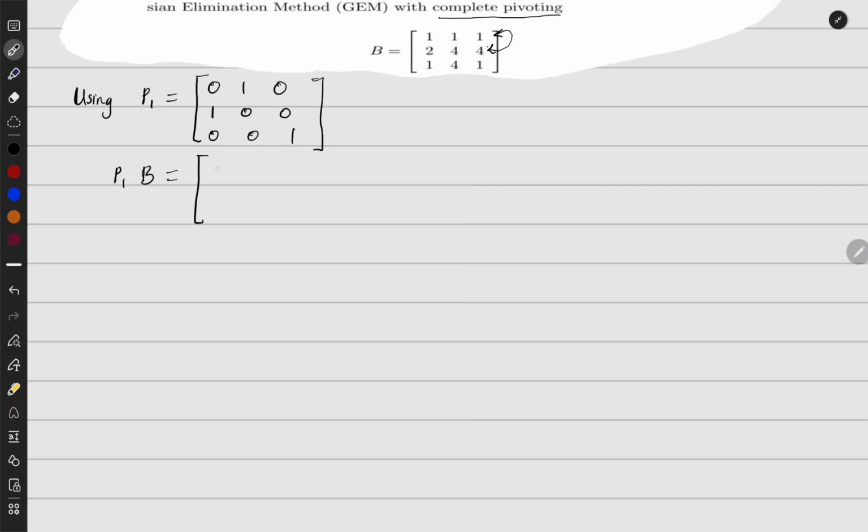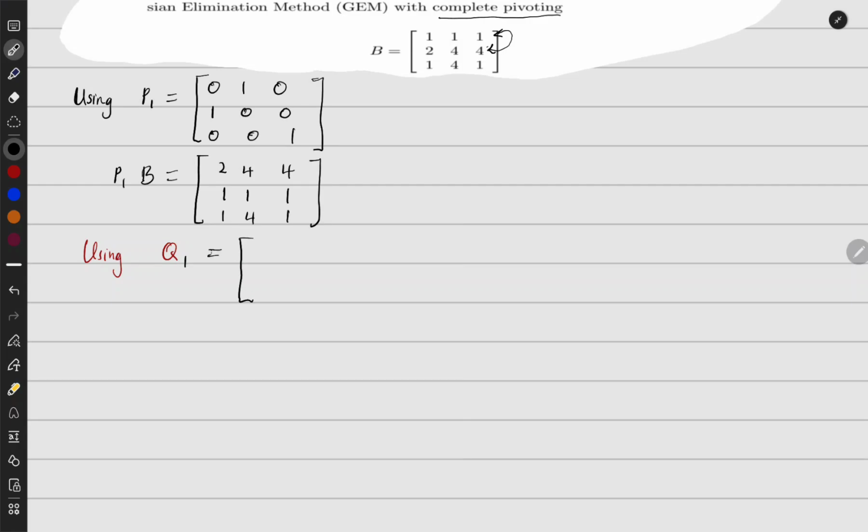this switches the rows. So this will be 2, 4, 4, 1, 1, 1. This is 1, 4, 1, something like that. However, I need 4 in this position here, not 2. So what do I do? I use another permutation Q, I can call it Q1.